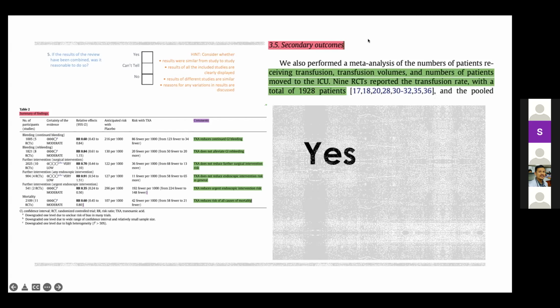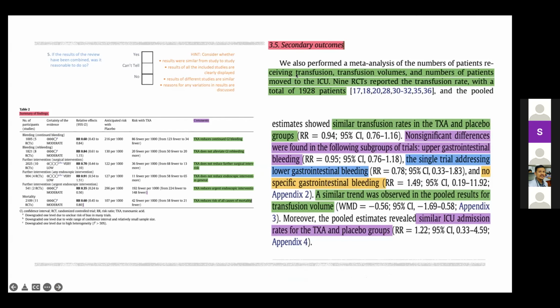Sorry about this. They've also made a secondary outcome. They combine every paper's results, and in the table they comment on every single paper: what they found, what the intervention given was, how much percentage, and what the relative risk ratio was among them.